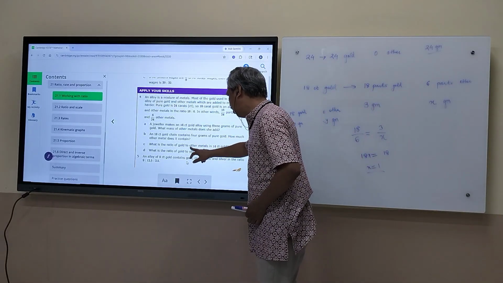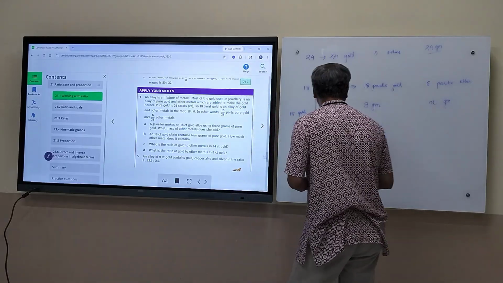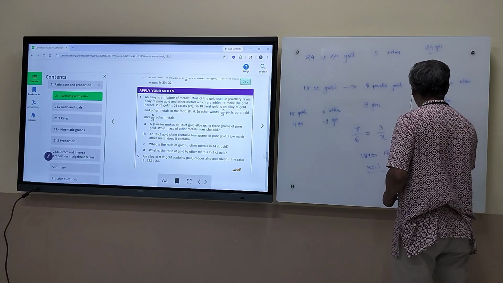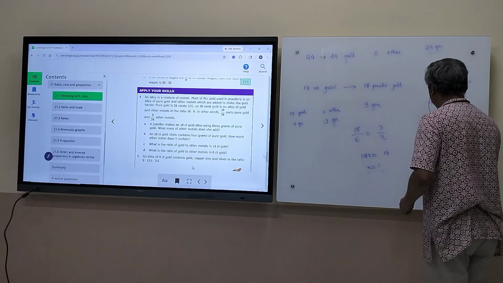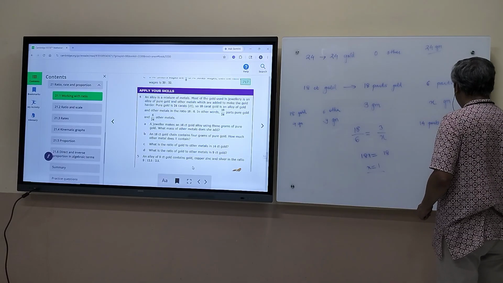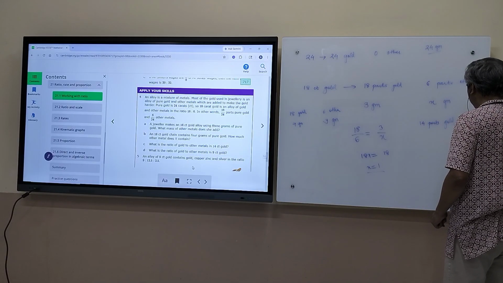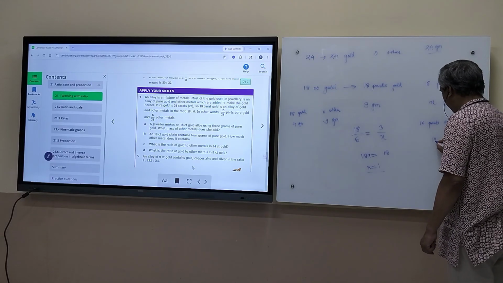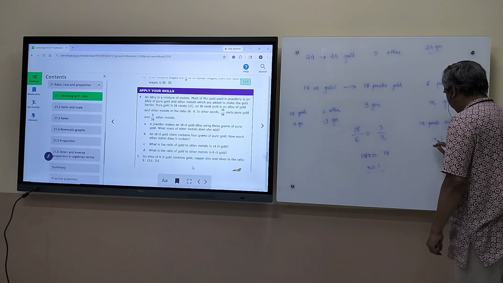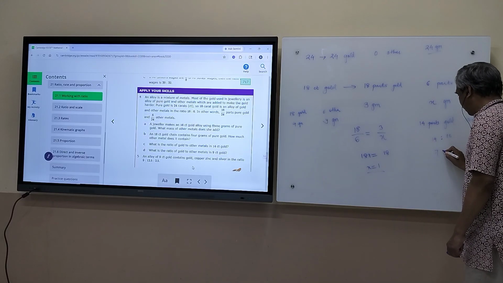What is the ratio of gold to other metals in 14 karat gold? 14 karat gold will have 14 parts of gold and 10 parts of other. So the ratio is 14 is to 10. We can divide by 2, so we get 7 is to 5.